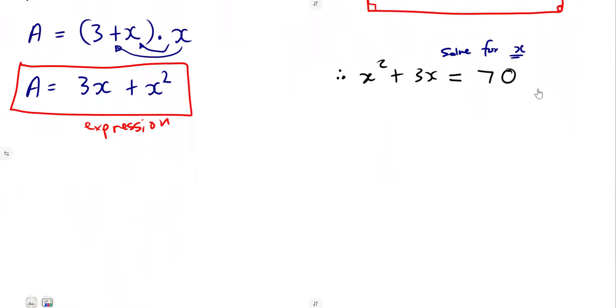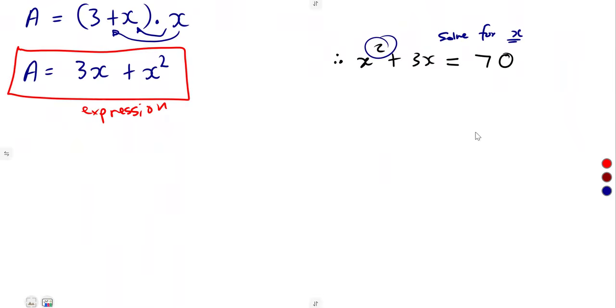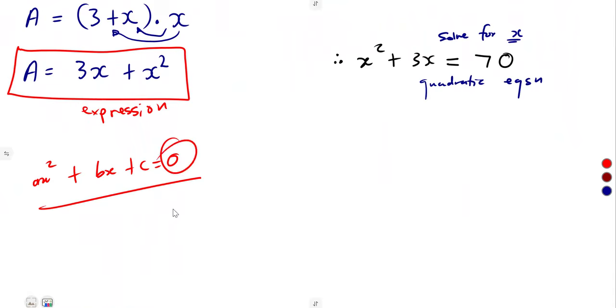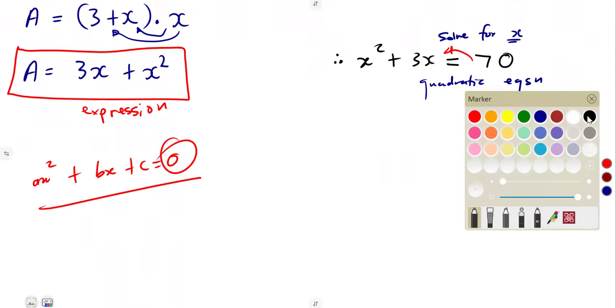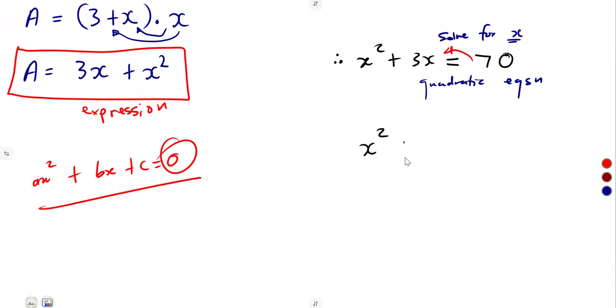What is it that you have now? A quadratic equation. The highest power is 2. You have formed a quadratic equation. Remember the format of the quadratic equation: ax squared plus bx plus c must be equal to 0. One side must be equal to 0. So get rid of that. Take it to the other side of the equation so that we remain with a 0 there. So x squared plus 3x, the 70 is going to change to a negative, so that's equal to 0.